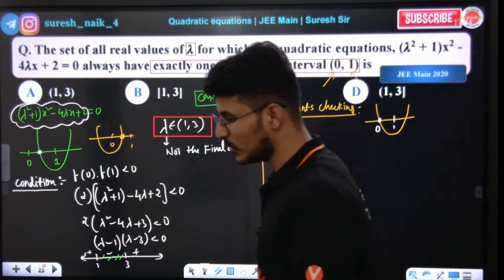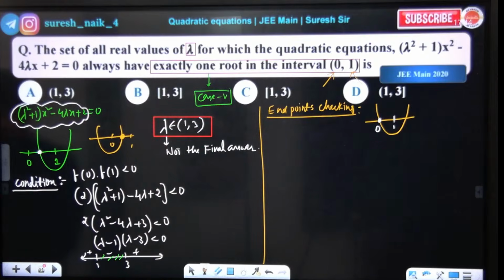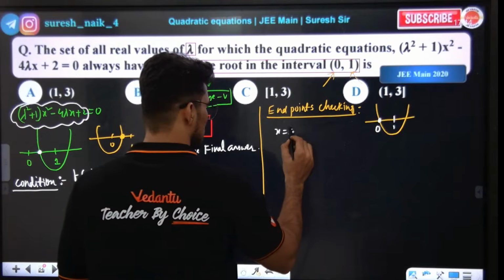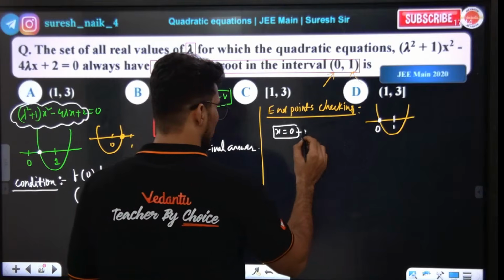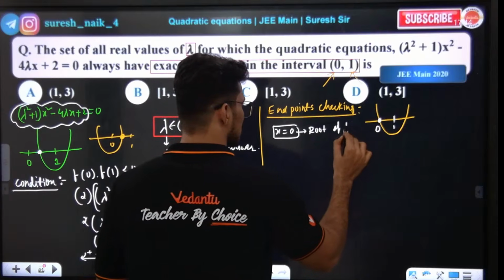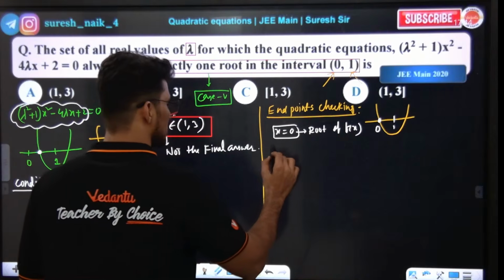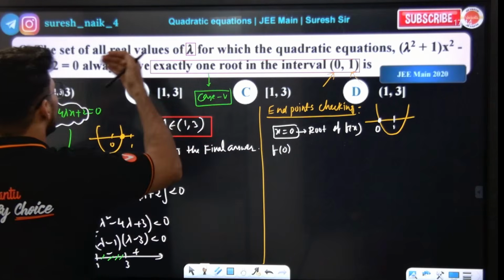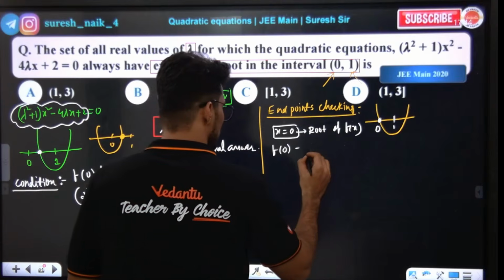Okay, if one root is 0, that root will be satisfying the condition. Here x is equal to 0 is a root. X is equal to 0 is a root of f of x. Now what will we get if we do f of 0? X is equal to 0 is a root means we have to put f of 0. What is f of 0?